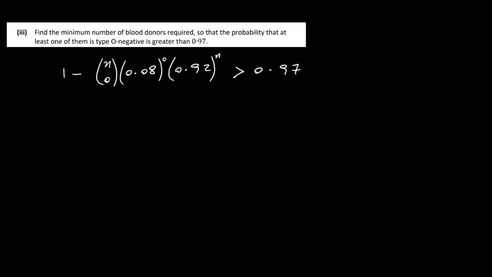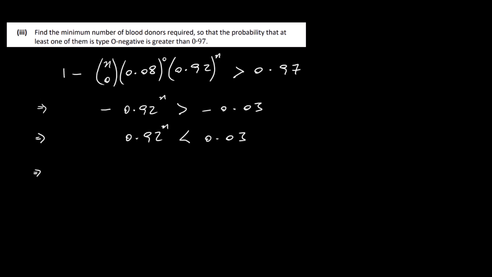Okay, so the first thing I think I'll do is just get rid of that 1 there. So we'll end up with a minus on this side. Now remember, n choose 0 is just 1 and 0.08 to the power of 0, anything to the power of 0 is just 1, so really on this side we just end up with 0.92 to the power of n. On the right hand side, subtract the 1, you get minus 0.03. Let's just get rid of those minuses. 0.92 to the power of n is going to be less than 0.03. We've multiplied across by minus 1 here, so you've got to switch around the sign.